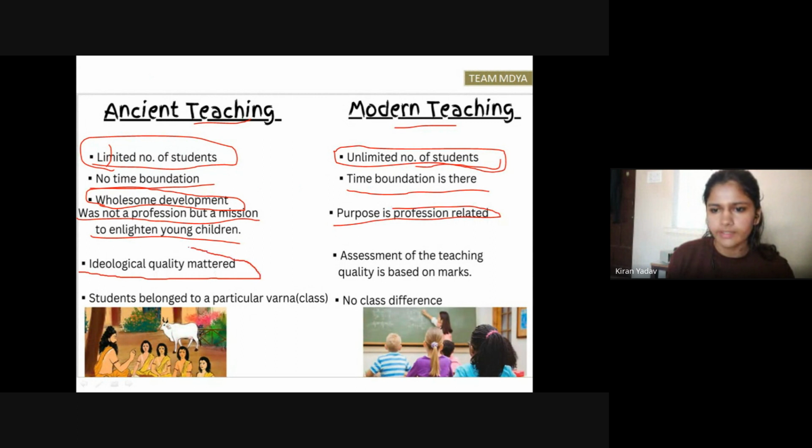Ideological quality mattered. In ancient teaching, the way a student thinks, all his ideologies, beliefs, all these things mattered. But in modern teaching, assessment of the teaching quality is based on marks. How many marks a student gets shows how good he is at learning.